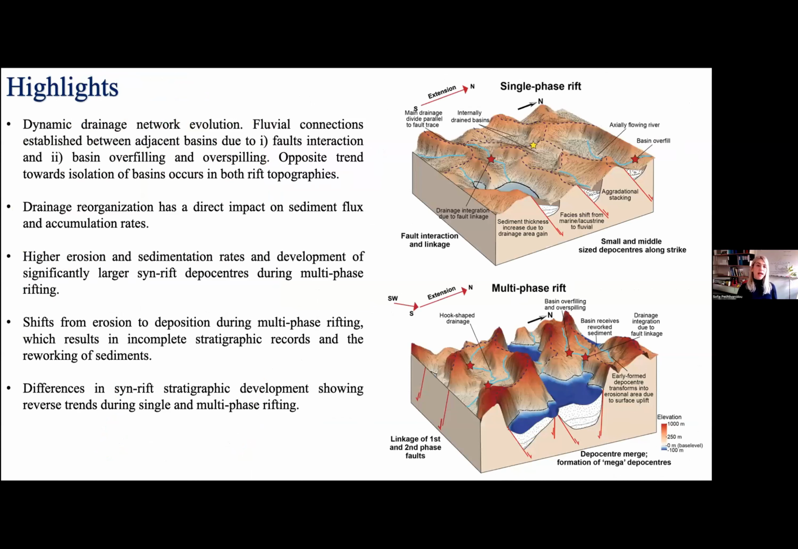So to summarize the highlights, in both of our experiments, we see very dynamic drainage network evolution where fluvial connections are established between adjacent basins. We also see the opposite effects towards drainage isolation. This drainage reorganization has a direct impact on sediment flux and accumulation rates. Overall, we see higher erosion and sedimentation rates and the development of larger syn-rift depocenters during multi-phase rifting, where we also see shifts from erosion to deposition that are not so frequent in the single-phase rift. And finally, there are differences in the syn-rift stratigraphic development between these two experiments.